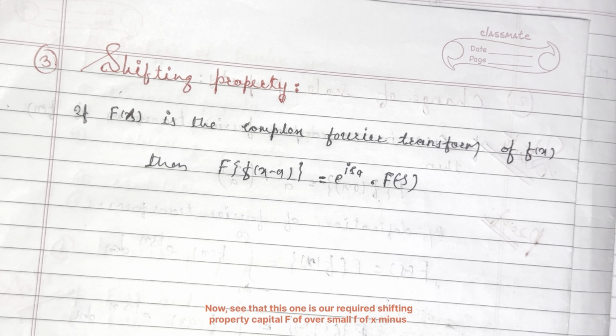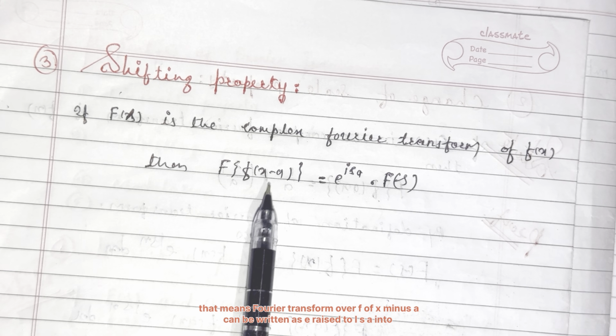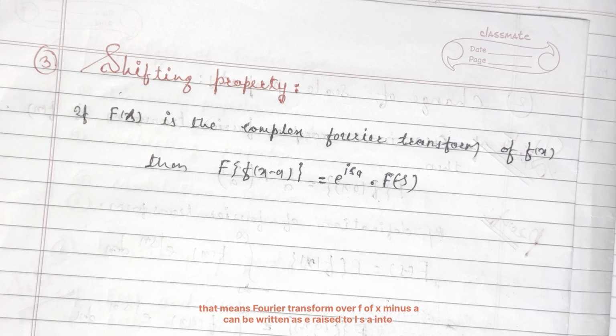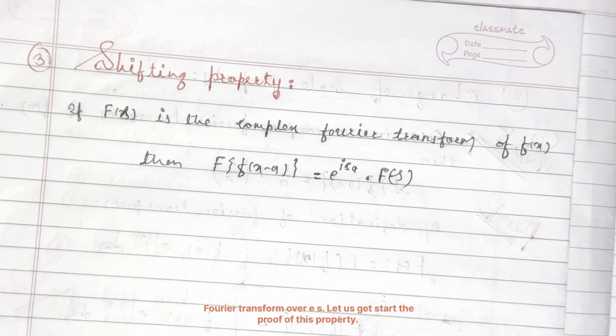This is our required shifting property. That means the Fourier transform of f of x minus a can be written as e raised to isa times the Fourier transform of f of x. Let's start the proof of this property.